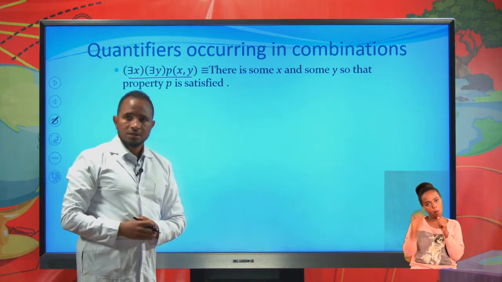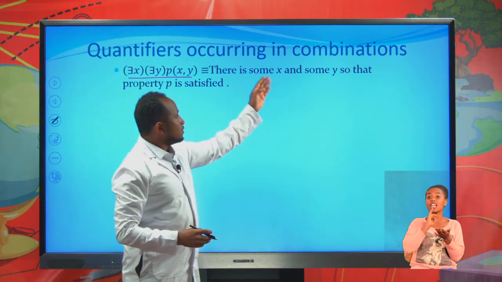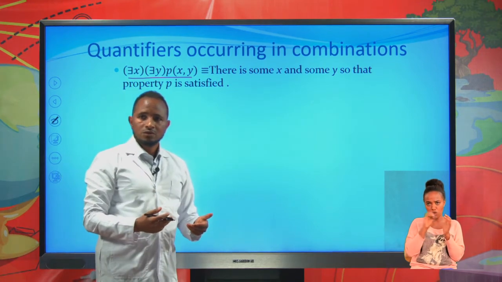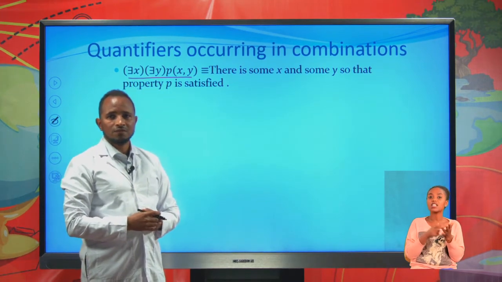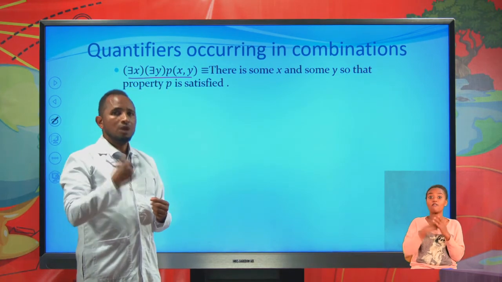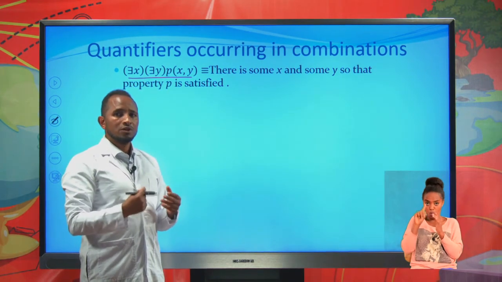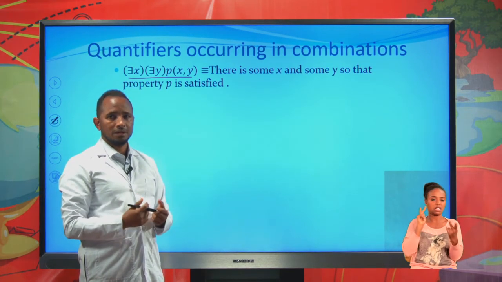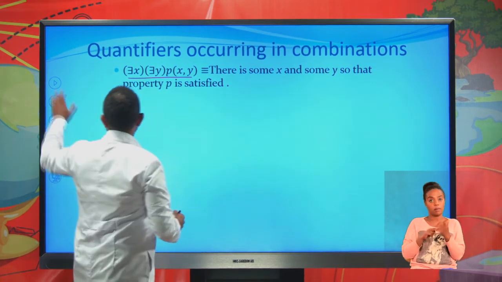This means there is some value of x and some value of y so that the property p is satisfied. That means there is at least one value of x and one value of y so that the equation or the given statement p of x, y will be satisfied. That's the meaning. So, let's see an example.